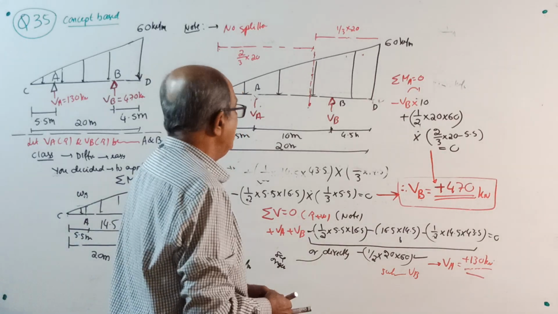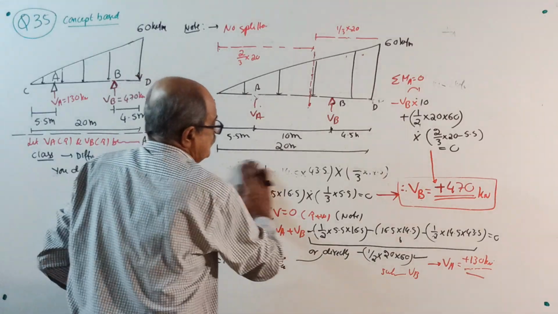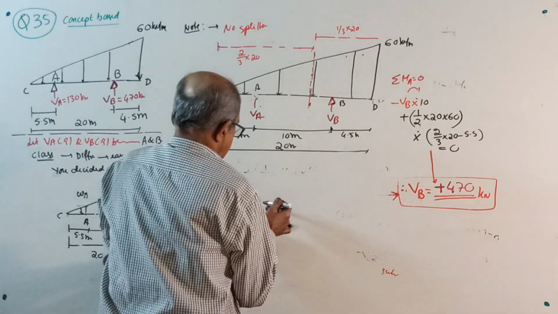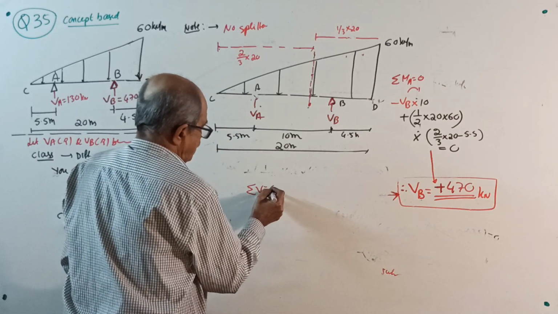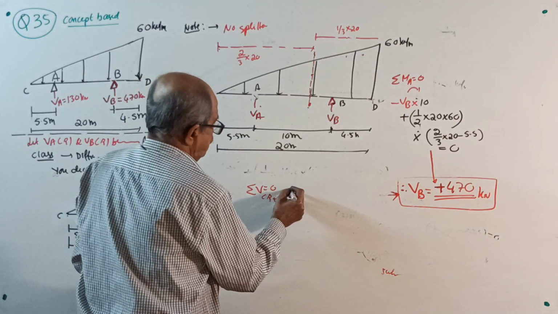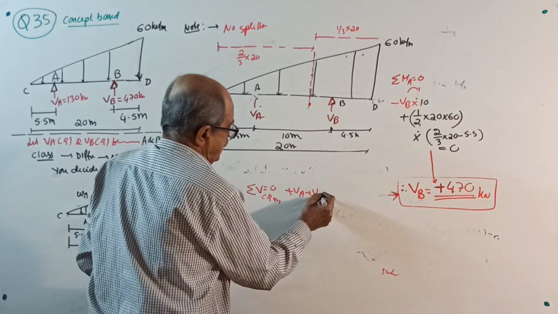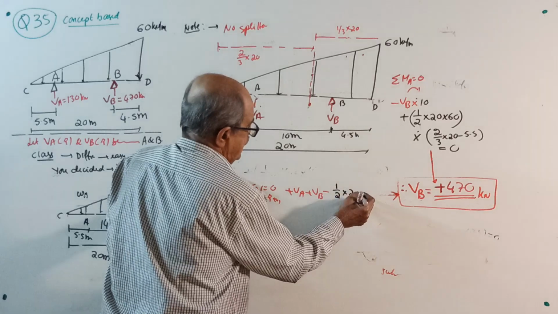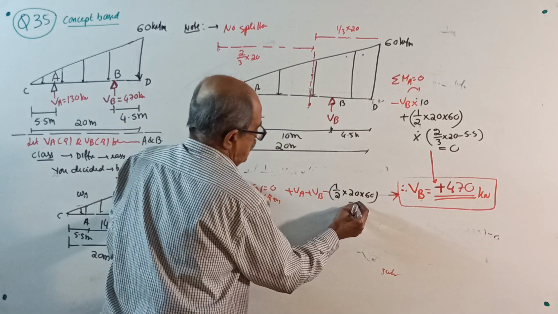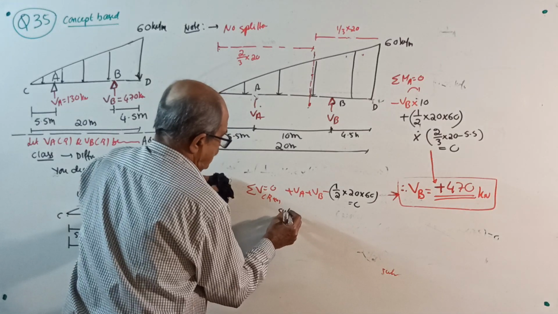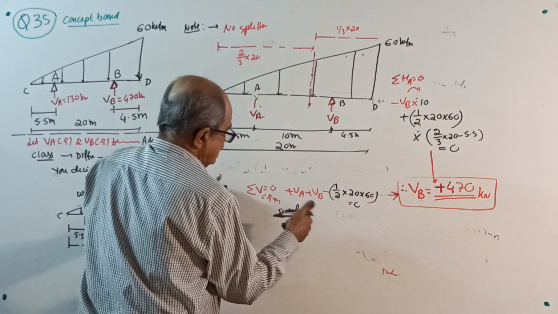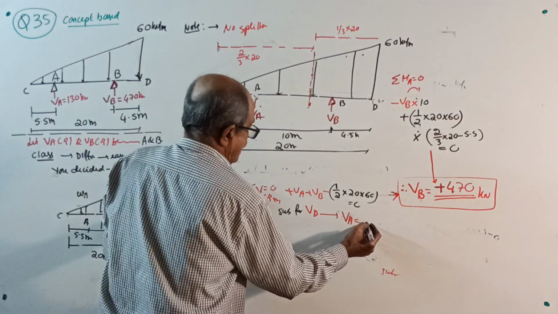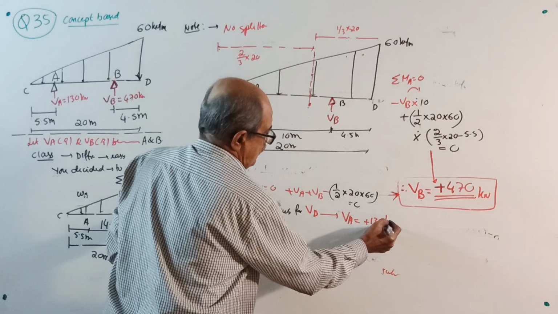My guarantee. Then make sigma V equal to 0. Sigma V equal to 0, upward positive: plus VA plus VB minus full load, half into 20 into 60, equal to 0. Substitute for VB, whatever you got, you get VA equal to plus 130 kilonewton, right?